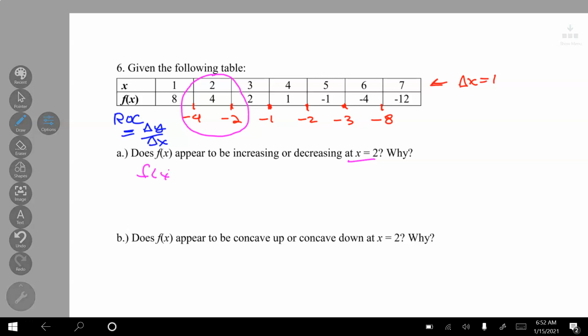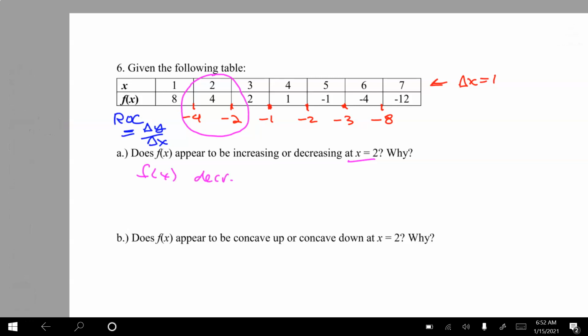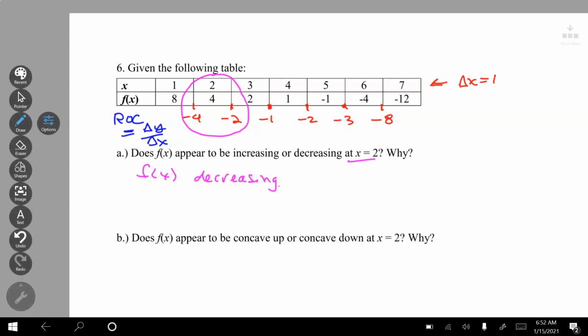This function is decreasing because my ROC value is negative right there. Right? If this ROC is negative 4 and this one is negative 2, right here in the middle somewhere, it's going to be some negative number. Okay? That's a better way of saying it. This function is decreasing because it has a negative rate of change.